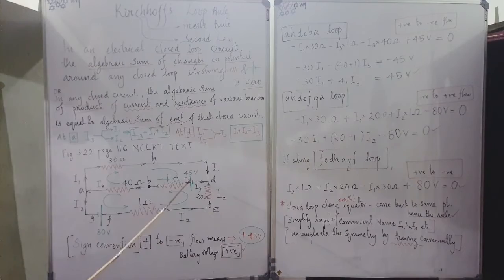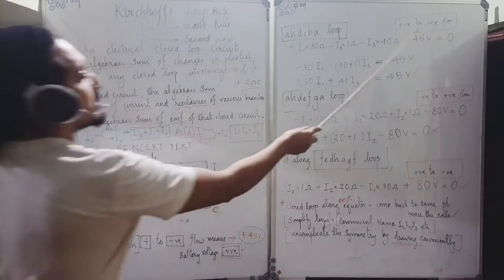Then that is added to the battery voltage. I have said earlier that going from positive to negative, it is taken as positive. This is written over here.